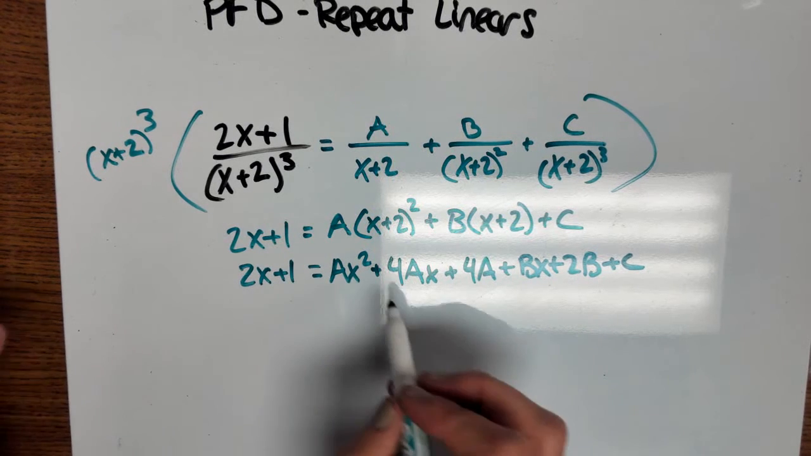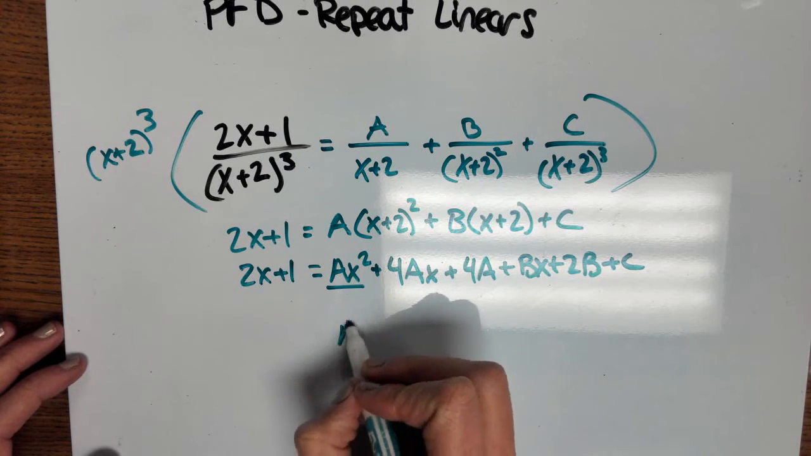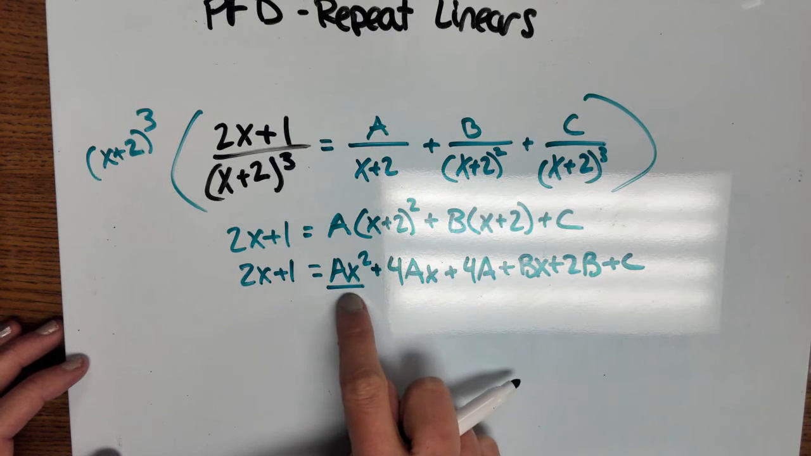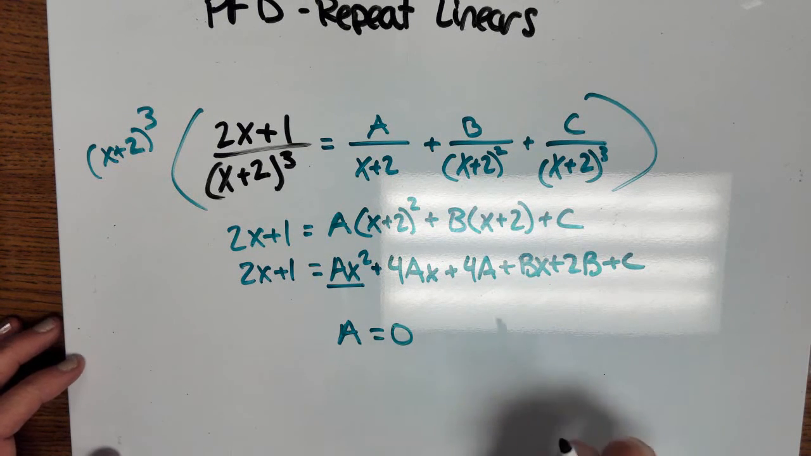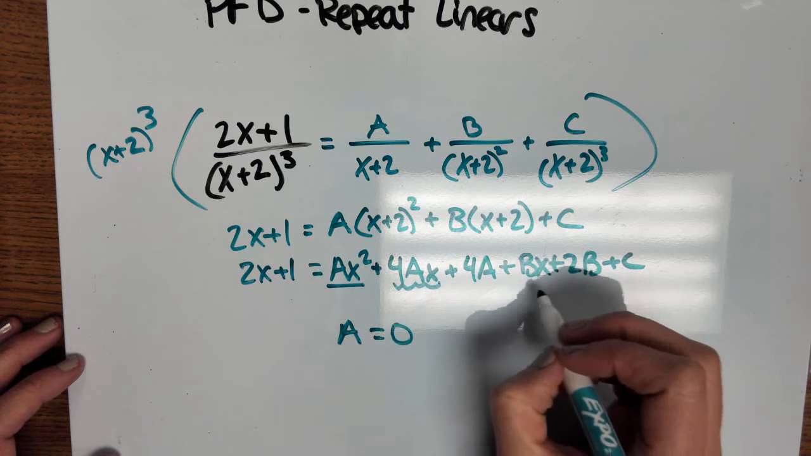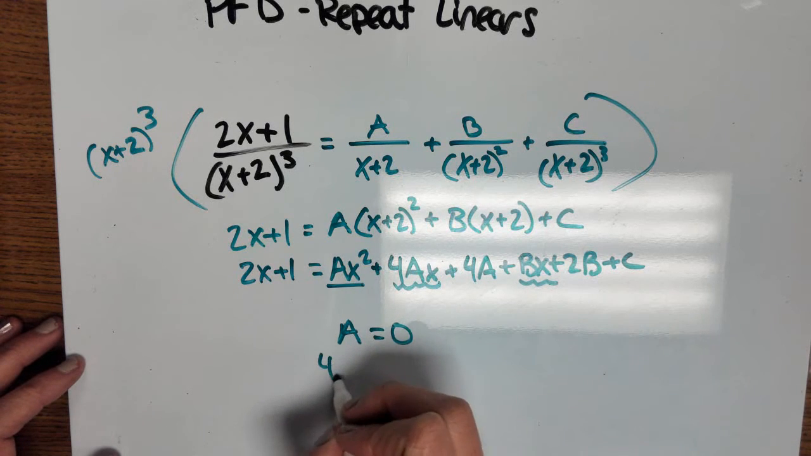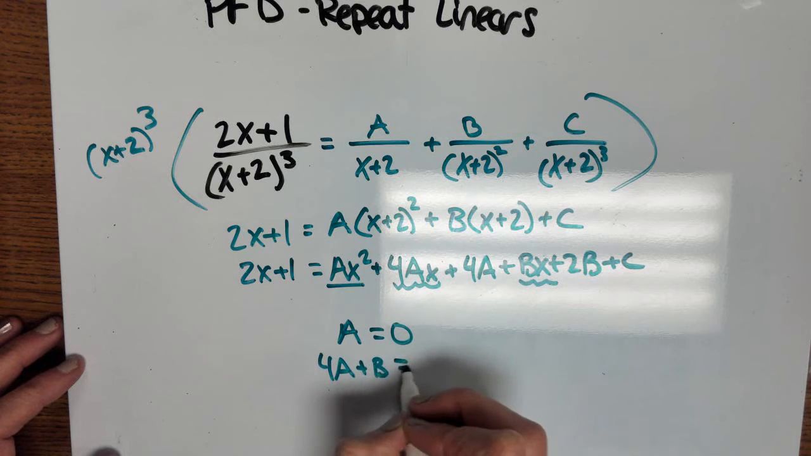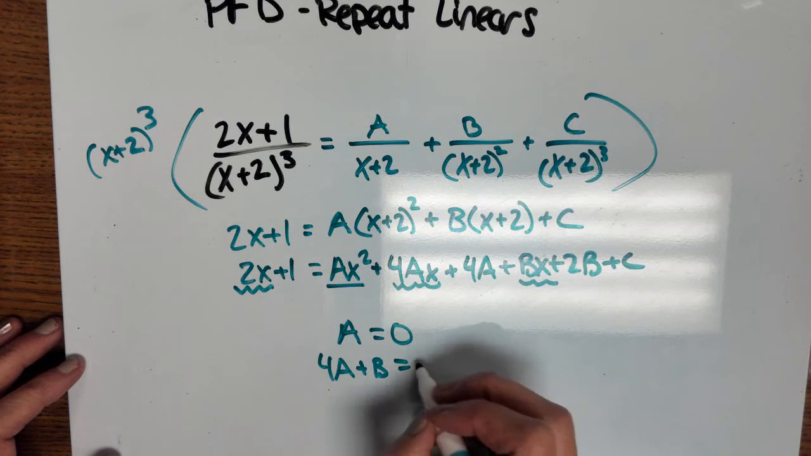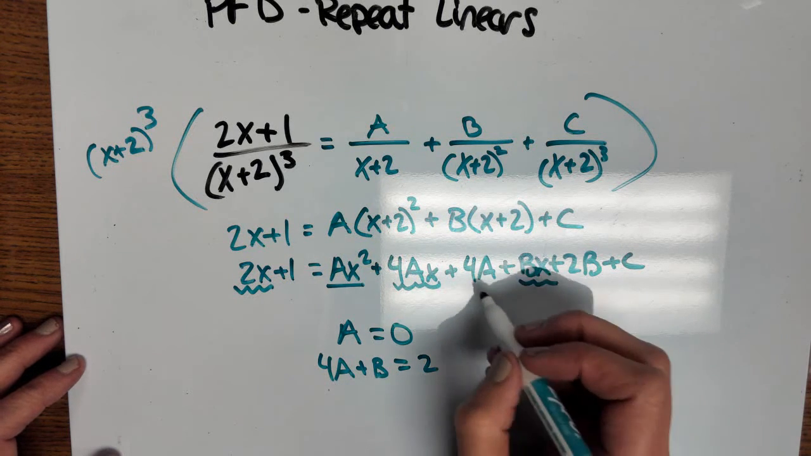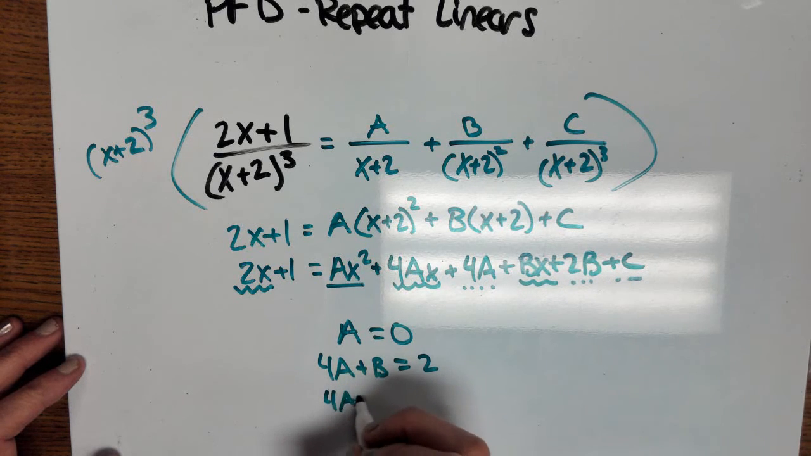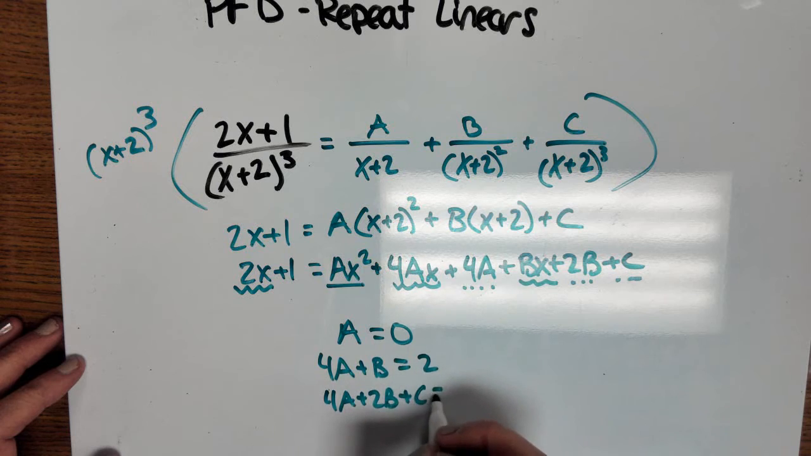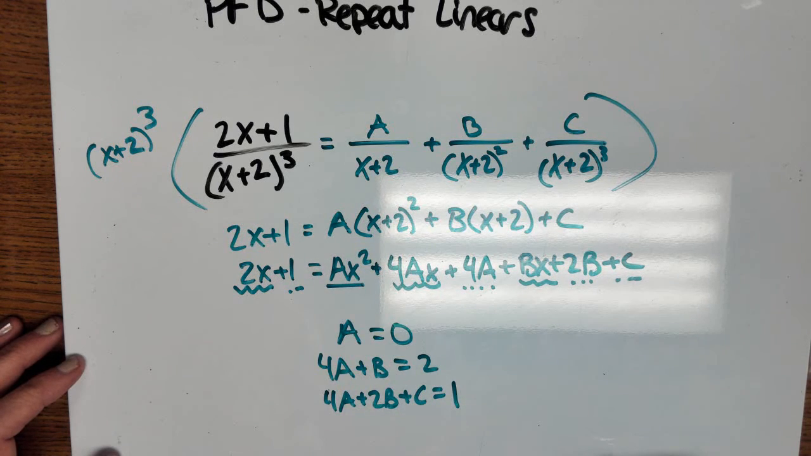Now is when you create your system. I highly suggest you underline so you know that you've used everything. One x squared term, no x squareds over here. So once again, we know a is 0. That makes it nice. Then we'll go to my x's. So 4a plus b has to equal all of the x's on the left, which is just 2. Then a little different because we actually have a constant on my left side. So 4a plus 2b plus c has to equal that 1.